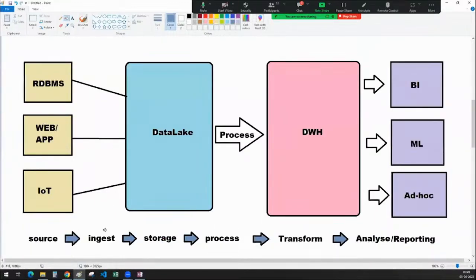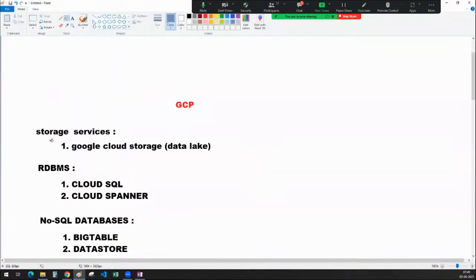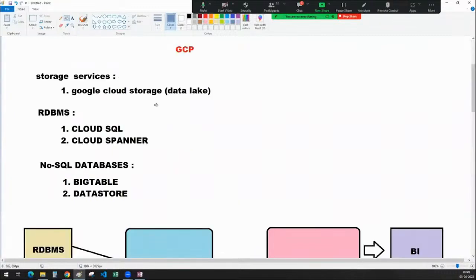Okay. Sir, for ingestion purpose, what are the tools that we are using? There are plenty of tools for ingestion. People are using Pub/Sub, people are using the Kafka connector. We are going to learn Pub/Sub, guys. What about the data lake, sir? As a data lake, we are learning Google Cloud Storage, guys. What is the data lake, sir? In GCP, Google Cloud Storage acts as a data lake.